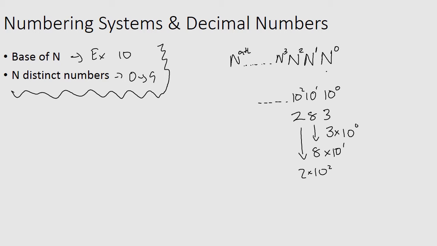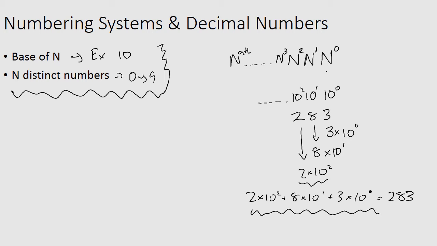And we can get the number 283 by adding all those powers up, so 2 times 10 to the 2 plus 8 times 10 to the 1 plus 3 times 10 to the 0 is equivalent to saying 283. And that is the same with all numbering systems, so it works with base n, or n being any number that you choose.